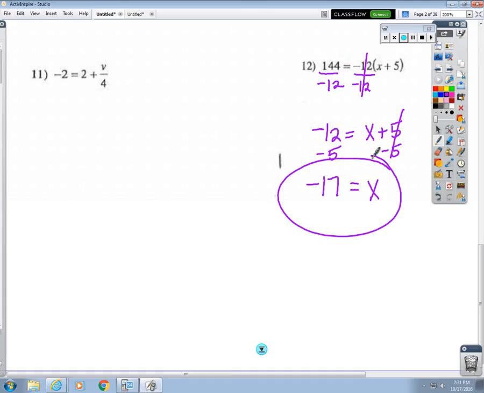Will you work it the other way now? Yes, I will work it the other way now. Can I erase this way? No. I think so.